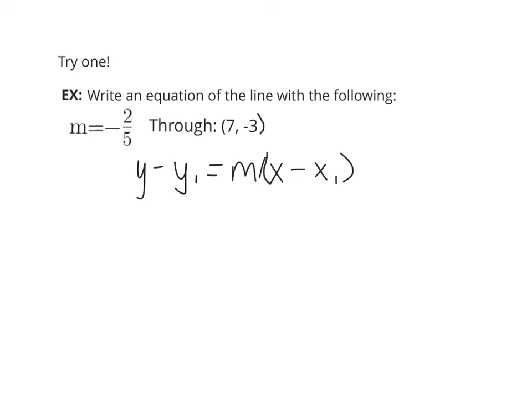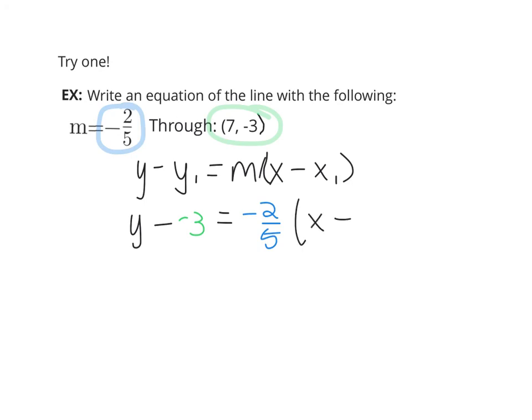And I know that my m value, my slope value, is -2/5. I know that the point is 7, -3. So now I'm going to fill in everything. So I have y minus the y value. Well, the y value happens to be -3, equals my slope, which is -2/5, x minus my x value, and the x value is 7.